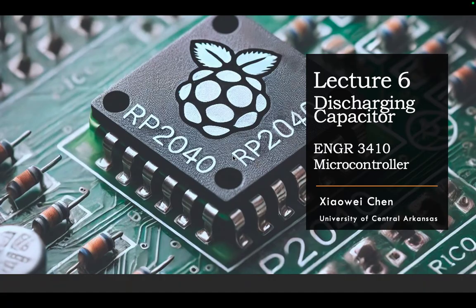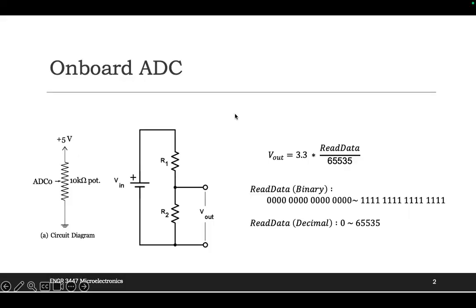Before we talk about discharging capacitor, let's talk about what we have already done. We have already learned something about onboard ADC, am I right? We have already finished lab 4. It's onboard ADC, and this is what we have already done. This is like a potentiometer, am I right? And the resistor will be changed when you adjust the knob.